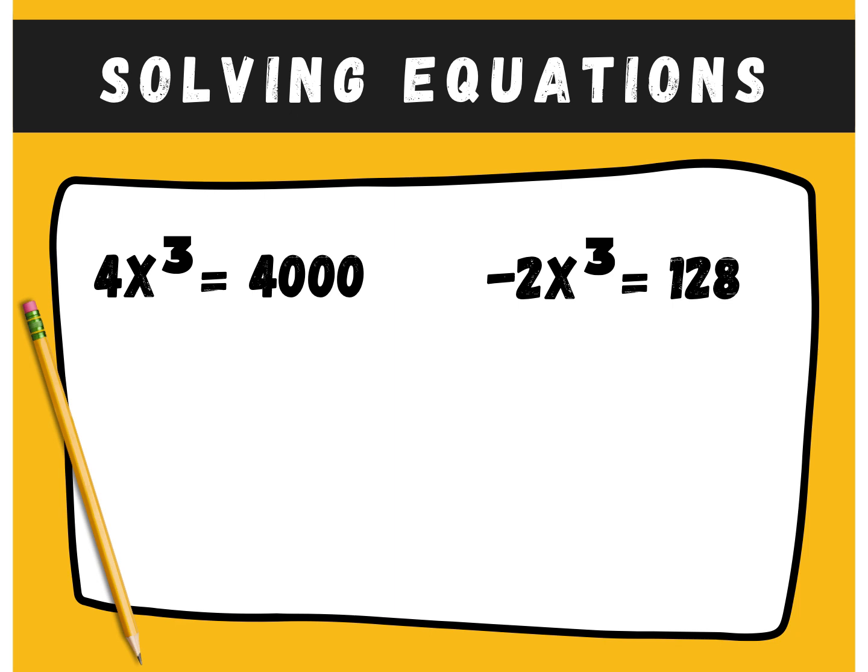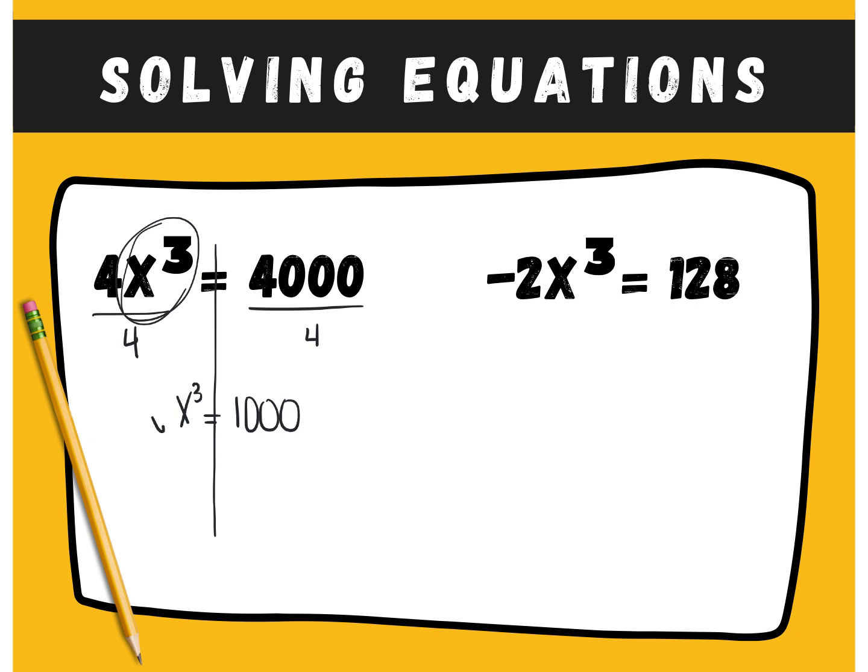Let's talk through a couple more examples of that. So again, I want to isolate this x cubed first, which means I need to get rid of that 4. Since 4 is being multiplied by x cubed, I need to divide by 4 on both sides. In this case, 4x cubed divided by 4 gives me 1x cubed, and on the right-hand side, 4,000 divided by 4 is 1,000.